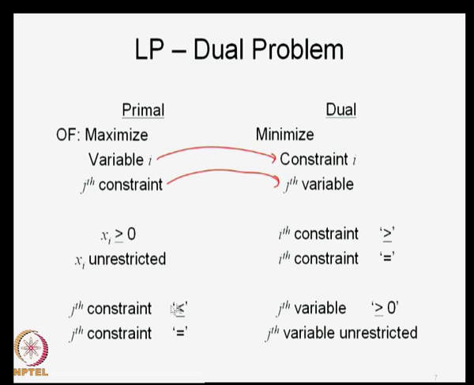If your jth constraint is less than or equal to in the primal problem, which has a maximization objective function, the jth variable in the dual will be greater than or equal to 0. If the jth constraint is of equality type, then the associated variable in the dual will be unrestricted in sign. So, equality constraints and unrestricted variables correspond. This is how you must remember to formulate the dual problem.